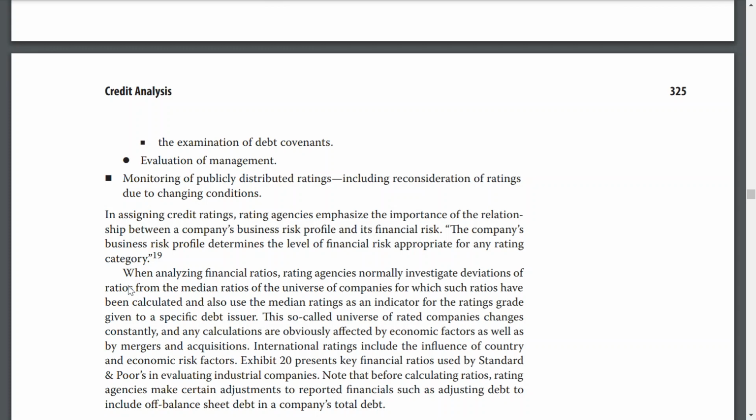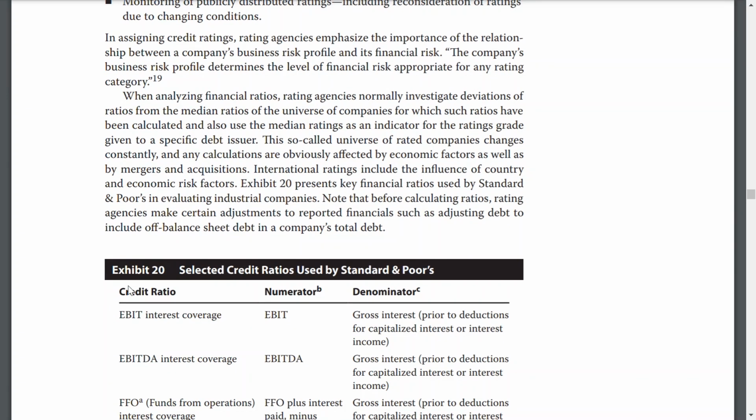In assessing credit ratings, rating agencies emphasize the importance of the relationship between a company's business risk profile and its financial risk. The company's business risk profile determines the level of financial risk appropriate for any rating category. When analyzing financial ratios, rating agencies normally investigate the deviations of ratios from the median ratio, and the universe of companies for which such ratios have been calculated is also used. The median ratio serves as an indicator of the rating grade given to a specific debt issuer.